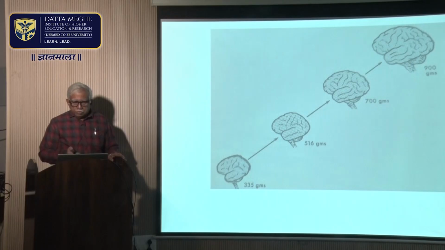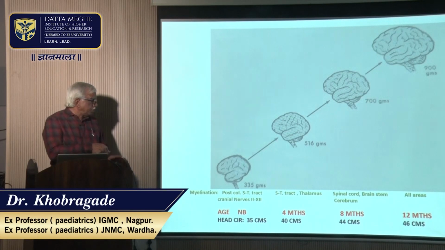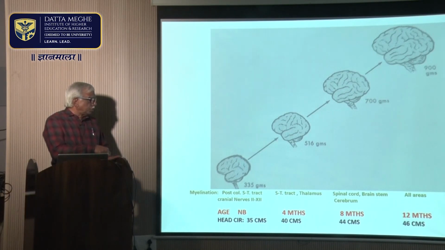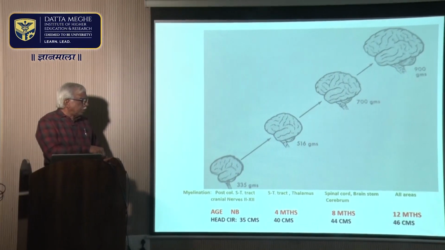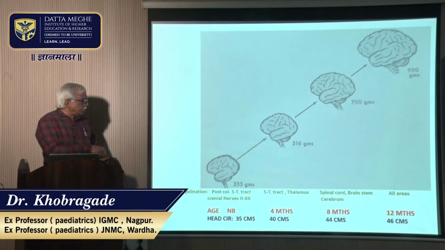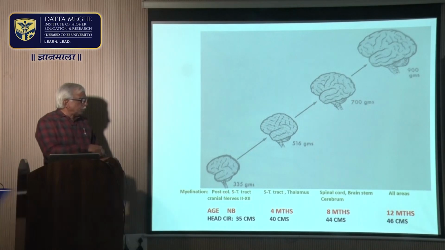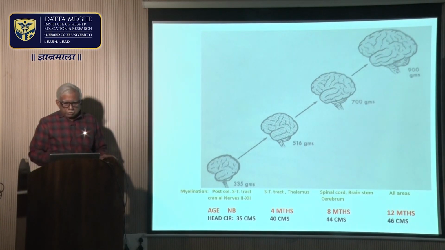Now, coming again to the weight of the child, the x axis shows right at the bottom a newborn baby, then a 4 months old baby, then 8 months and 12 months. In this age group you find that the head circumference at birth is only 35, then becomes 40, 44 and then ultimately 46 centimeters. Sequentially also in myelination, the posterior column and the spinothalamic tract are the ones which get developed first, and then the other systems get developed. So, this sequence is followed mostly right from fetal life and thereafter after delivery.